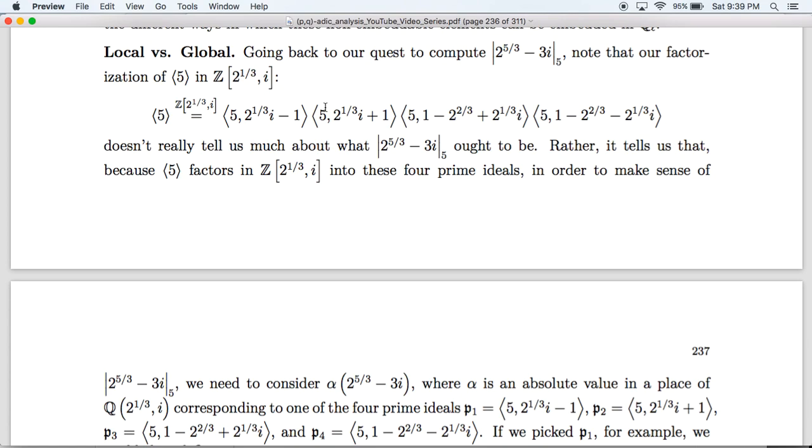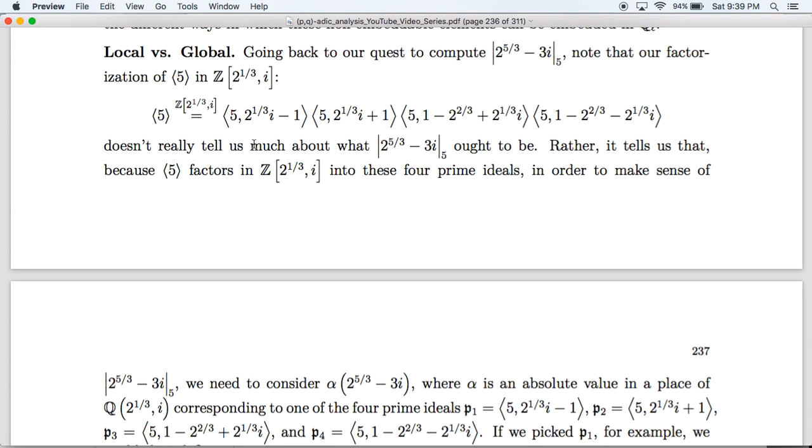Let's just go back to our quest to try and make sense of the 5-adic absolute value of 2 to the 5/3 minus 3i. We had our factorization of the ideal 5 in this number ring. This is the smallest number ring containing this guy. And the factorization was that 5 factors as the product of these 4 ideals, all of which are prime.